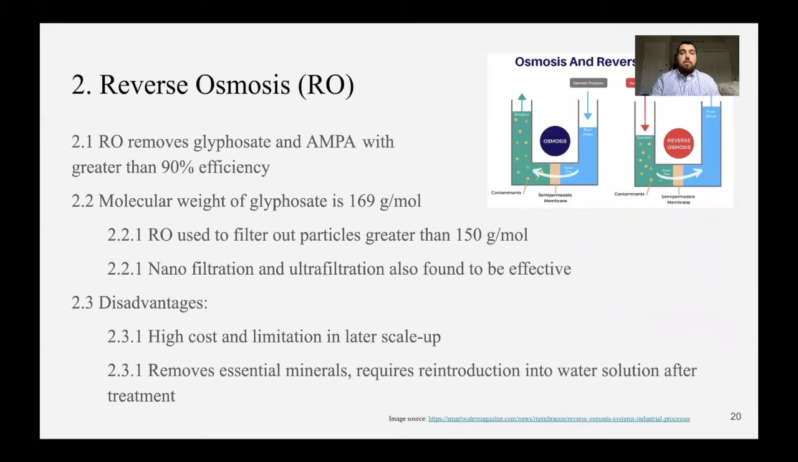Reverse osmosis has the potential to remove over 90% of glyphosate and AMPA, because the molecular weight is greater than 150 grams per mole, which is the typical size threshold for membrane filtration. Nanofiltration and ultrafiltration have also been found to be effective. However, the high operating cost of replacing these membranes and maintaining pressure, and the removal of essential minerals from the water stream, pose significant concerns in the implementation of reverse osmosis.